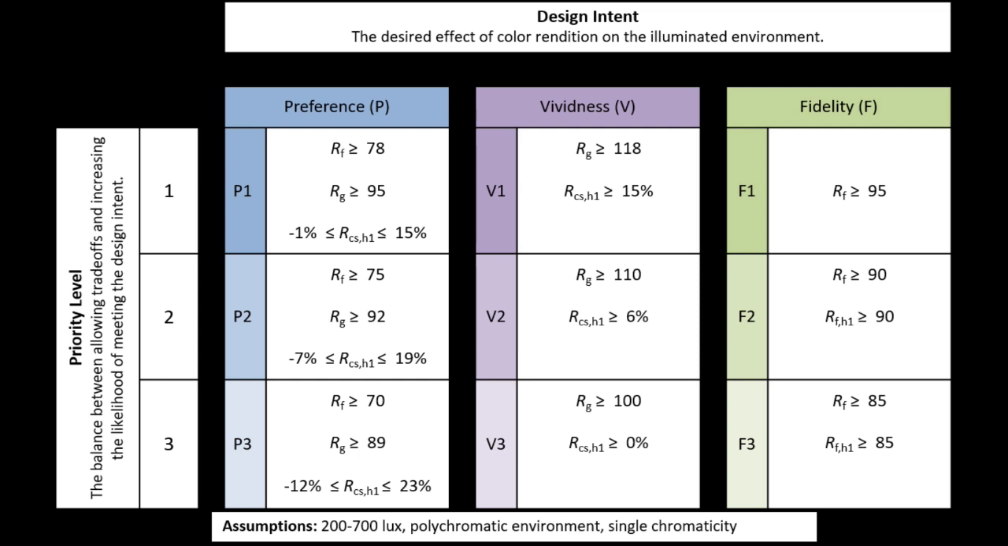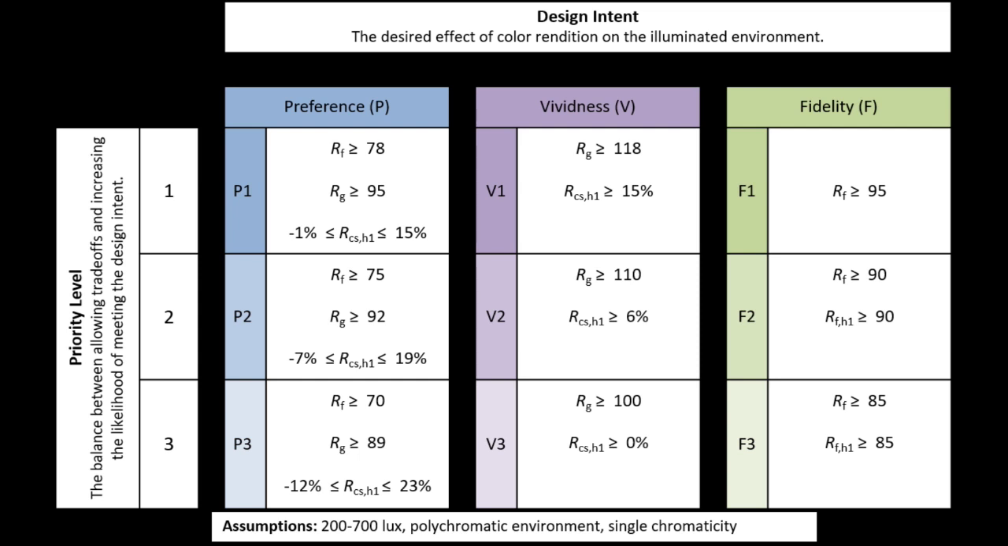Then you go to color vividness. Its design intent includes minimum thresholds for RG and that same RCSH1. And the color vividness design provides guidance on how to make a scene appear vibrant, but does not take into account whether that vibrancy will be considered pleasing. Such a combination can be found in the overlap. So you can see that there.